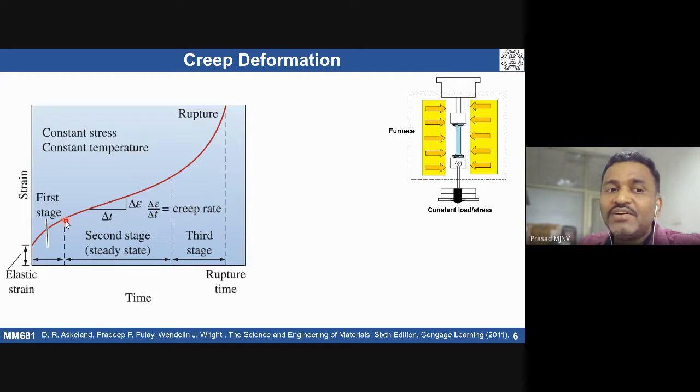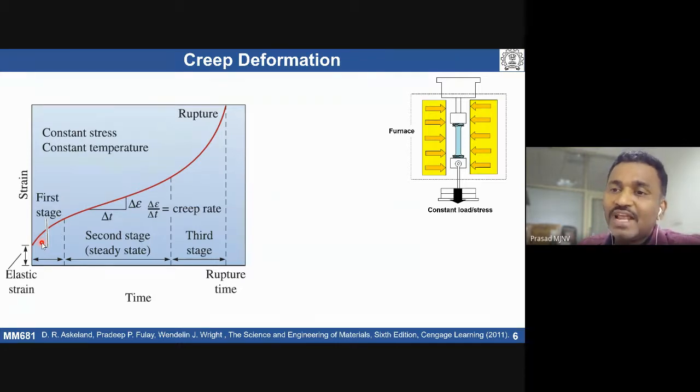Okay, the strain can be like this, then becomes almost linear, then again increases here. So a typical creep curve will have three stages: one, primary creep, then secondary creep, then tertiary creep. The slope of this curve between any two points basically gives you strain rate.